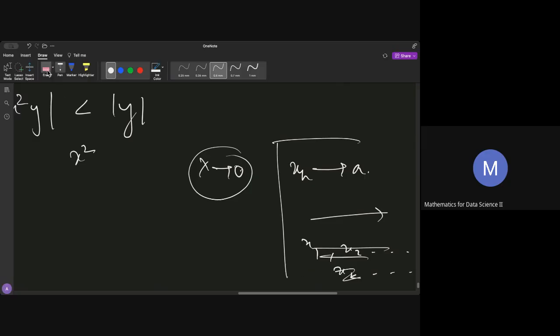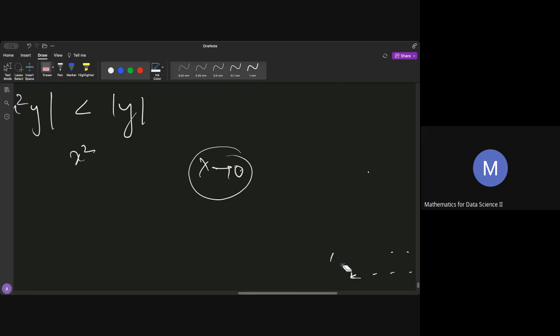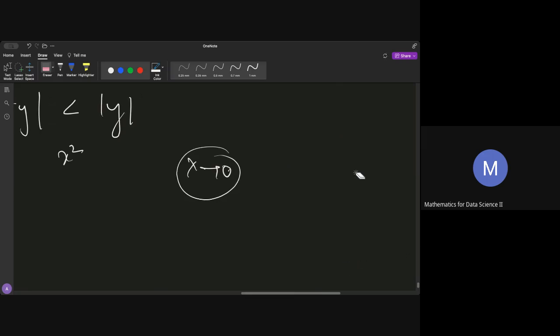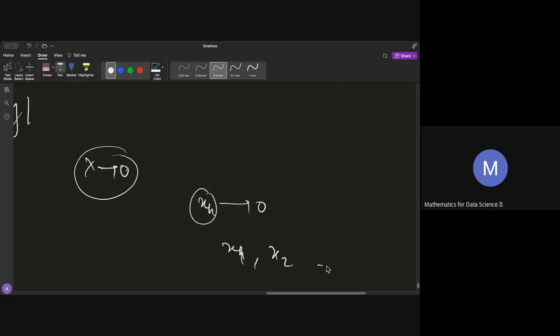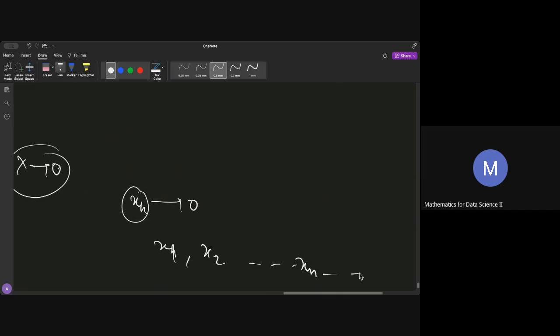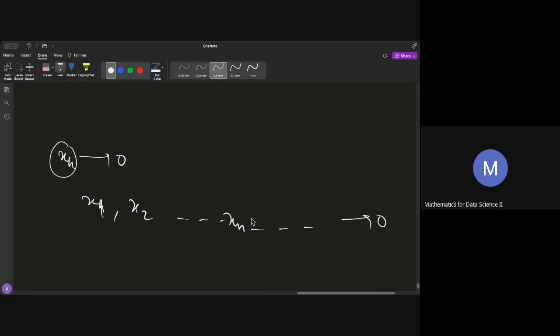We are interested in the eventual behavior. Similarly, if I say x is coming closer to 0, then I'm only interested in the eventual behavior. If there is a sequence that's converging to 0, if I say xn is converging to 0, that means this sequence is eventually less than 1, right? This is x1, x2, and so on, xn. If this has to go to 0, then after a certain point, it has to be less than 1. Otherwise, how will it come close to 0 if it's not less than 1?